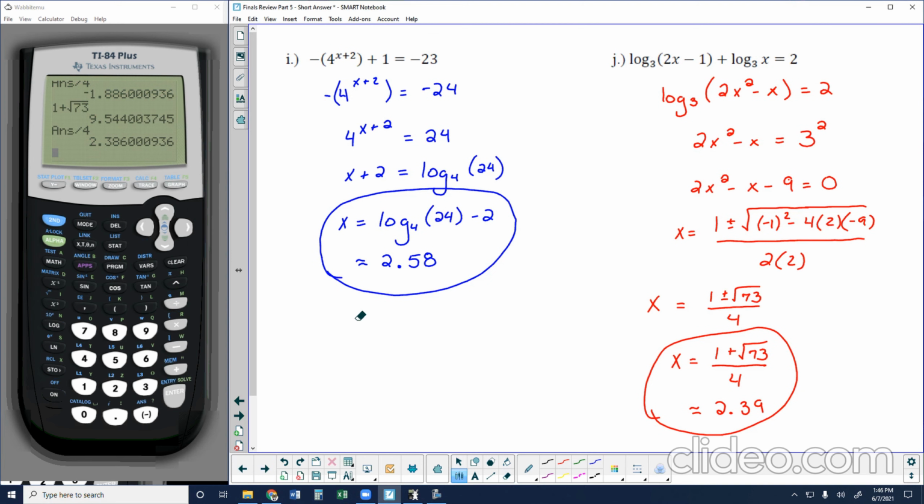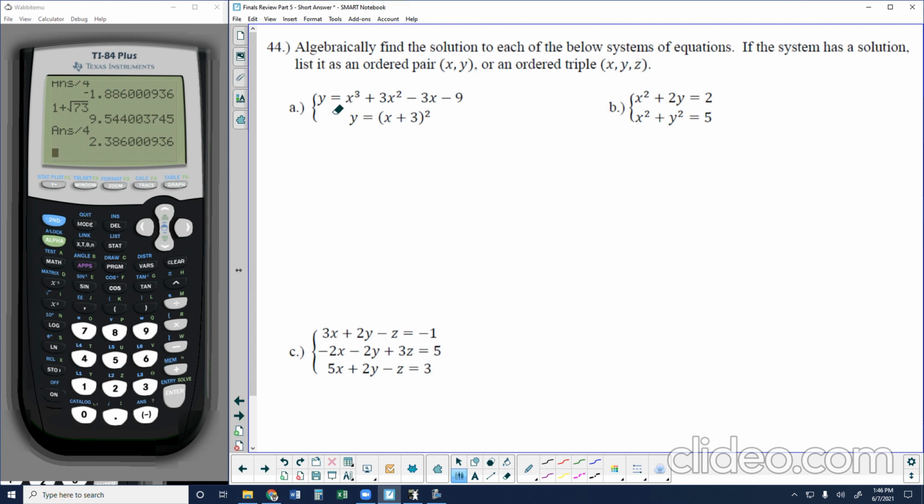Let's take a look at another set of solving equations, problem number 44. In problem number 44, our equations are now systems of equations. So it says if the system has a solution, we're going to list it as an ordered pair or ordered triple. So let's take a look at 44a.